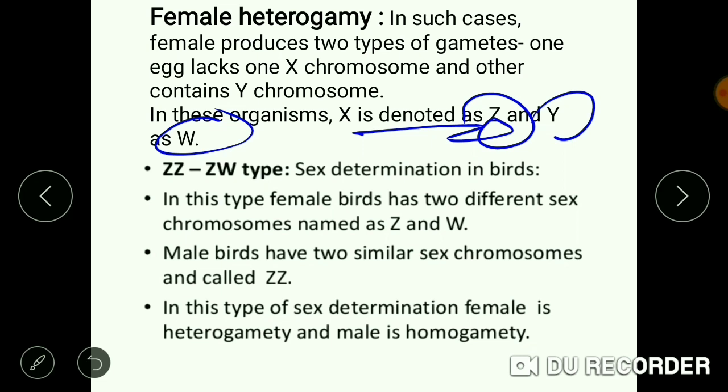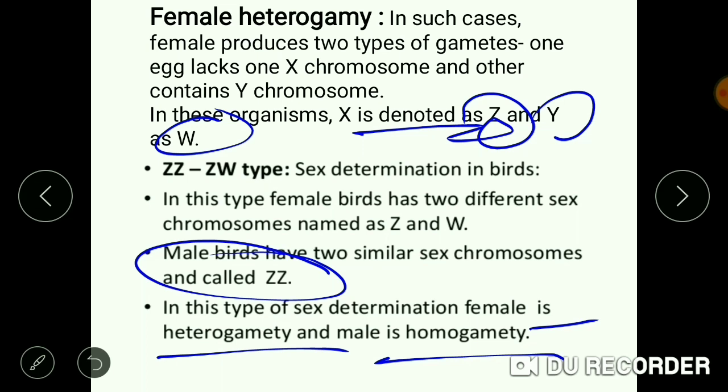This type of sex determination is practiced in birds. In this type, the female birds have two different sex chromosomes, named Z and W. Z is for X and W is for Y. The male birds have two similar sex chromosomes, ZZ. So the males are represented as ZZ and the females are represented as ZW. In this type of sex determination, the female is heterogametic, that is ZW, and the male is homogametic, that is ZZ.